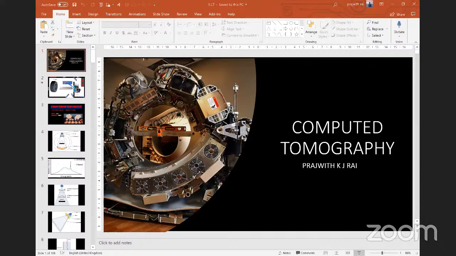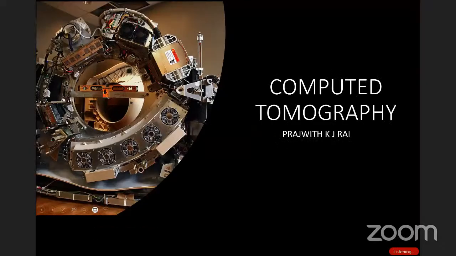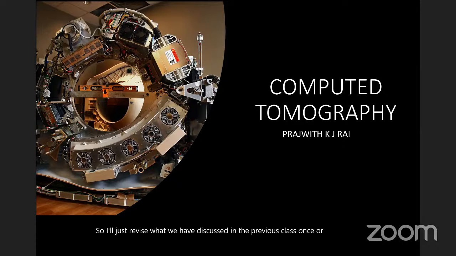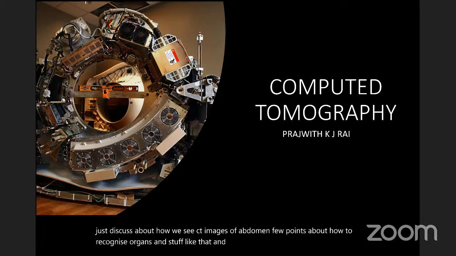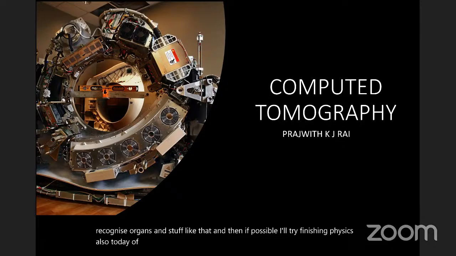Over to you, sir. So I'll just revise what we have discussed in the previous class once. I'll just discuss how we see CT images of the abdomen, a few points about how to recognize organs and so on. And then if possible, I'll try finishing the physics of MRI also today itself, so that from next class onwards we can only talk about clinical stuff.